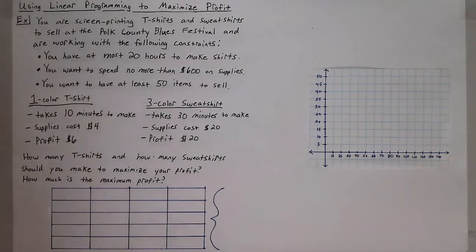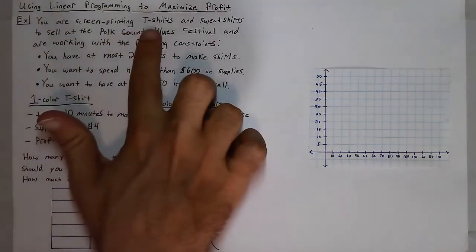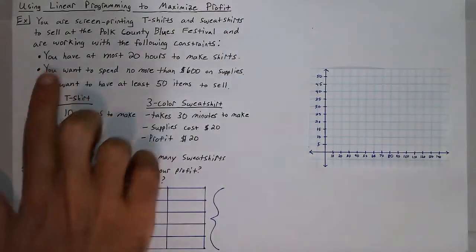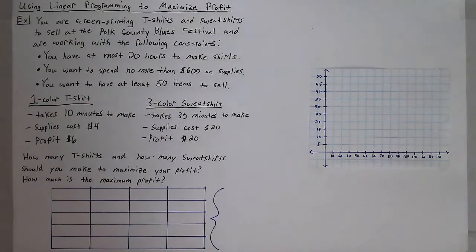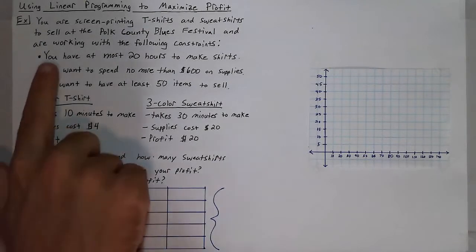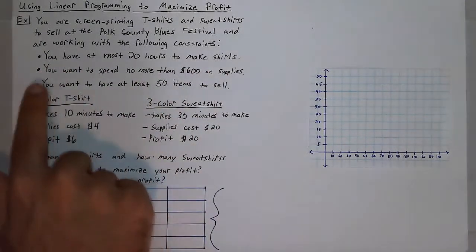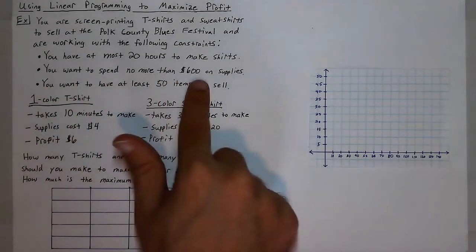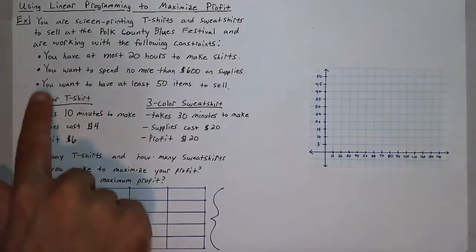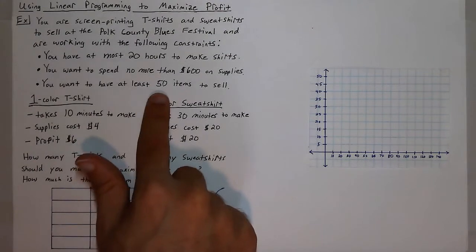In this video, we are going to learn how to use linear programming to maximize profit. We'll start with an example. You are screen printing t-shirts and sweatshirts to sell at the Polk County Blues Festival and are working with the following constraints. You have at most 20 hours to make shirts. You want to spend no more than $600 on supplies. You want to have at least 50 items to sell.